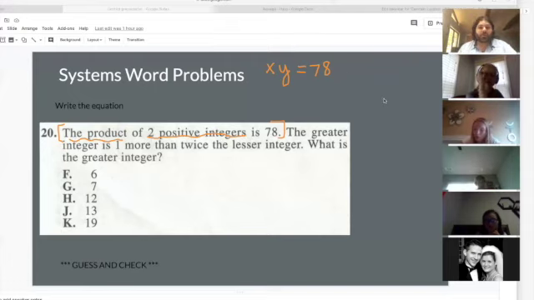Now, what about the other one? The greater is one more than twice the lesser. How do you write that? Should we write G and L? I feel like G and L might be the way to go here. The greater integer is one more than twice the lesser integer. How do we write that into an equation? Yeah, just one more than lesser. So, I don't really know how I would write that one, honestly. If it were me doing this equation, I'd most likely guess and check.